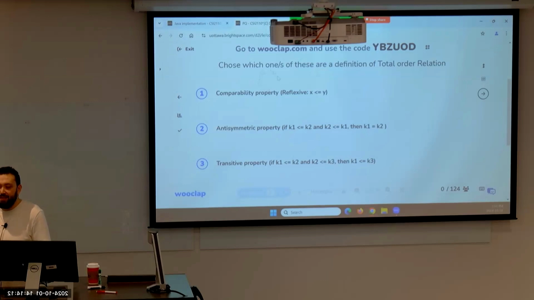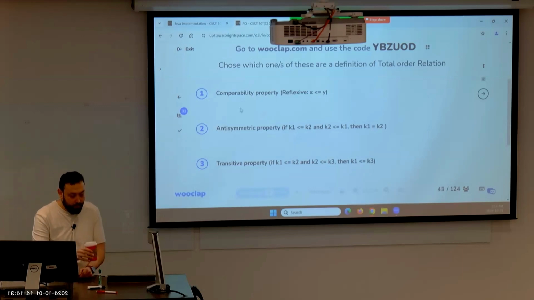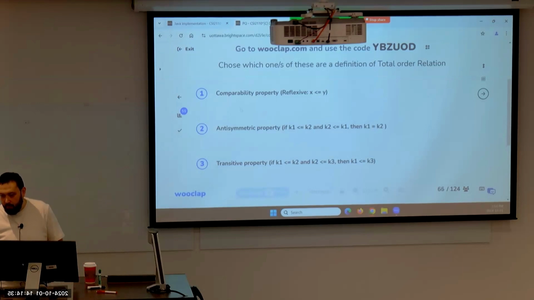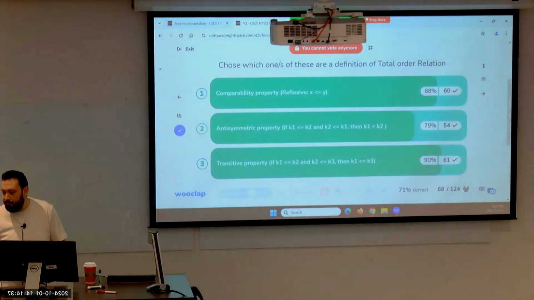Choose which one of these, you can have multiple choices, are the definition of total order relation. What are the properties of the total order relation? Comparability property, transitive, antisymmetric. Quickly. Of course, all of them.